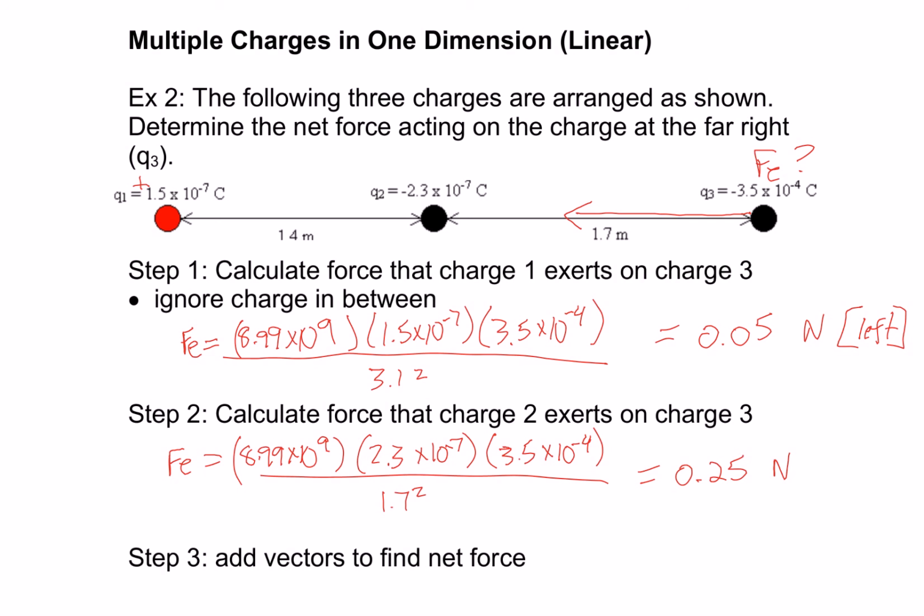Now I'll go back to the question again. They're both negatives, so that means they're going to repel. So that means charge 2 is going to push Q3 away. They're going to repel, so this one will go to the right.